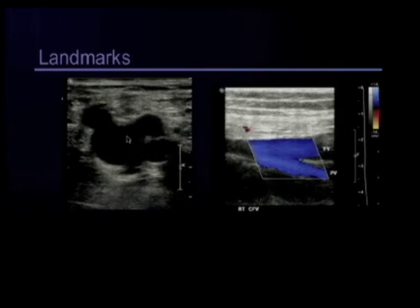Some landmarks. Some people refer to this as the Mickey Mouse view. This is also obtained in the transverse plane. We have the common femoral vein, the greater saphenous vein, the common femoral artery, and deep femoral artery. In the long axis, we also look at the deep femoral vein as it's joining with the femoral vein to form the common femoral vein.